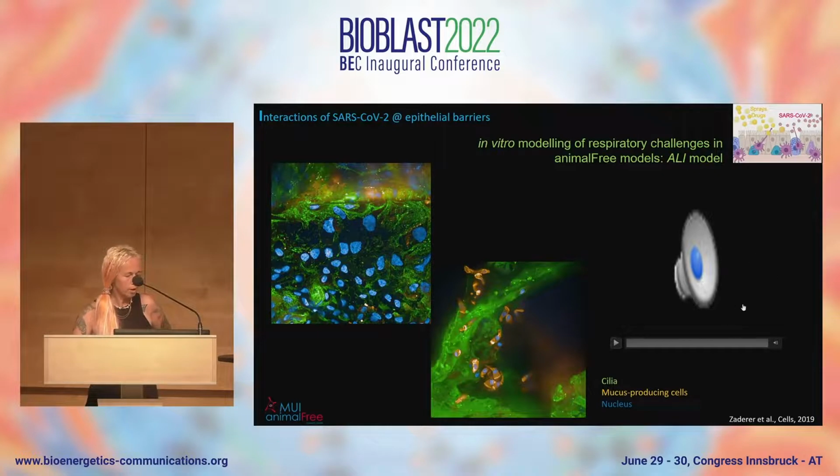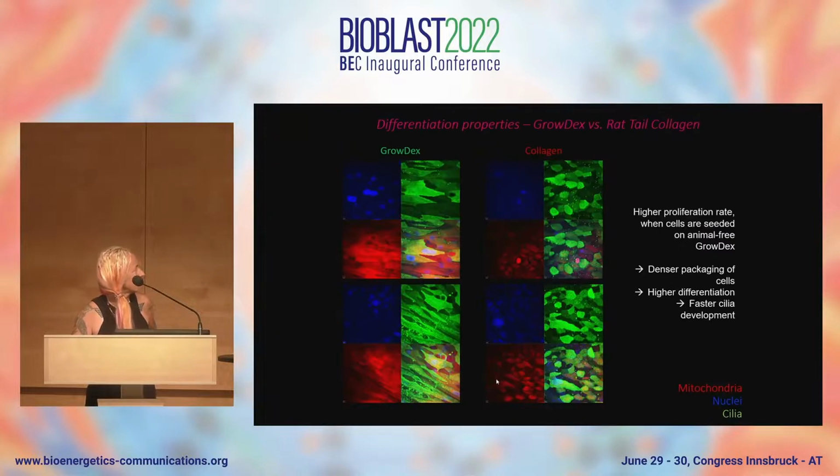We also had nicely differentiated, here we go, we had nicely differentiated mucus-producing cells, here shown in orange. And by directly comparing the growth in the cellulose-based Grodex matrix versus the rat tail collagen, we found that we had a faster differentiation of the cells by about 5 days. So the cells grown in the rat tail collagen looked like this after about 5 days.